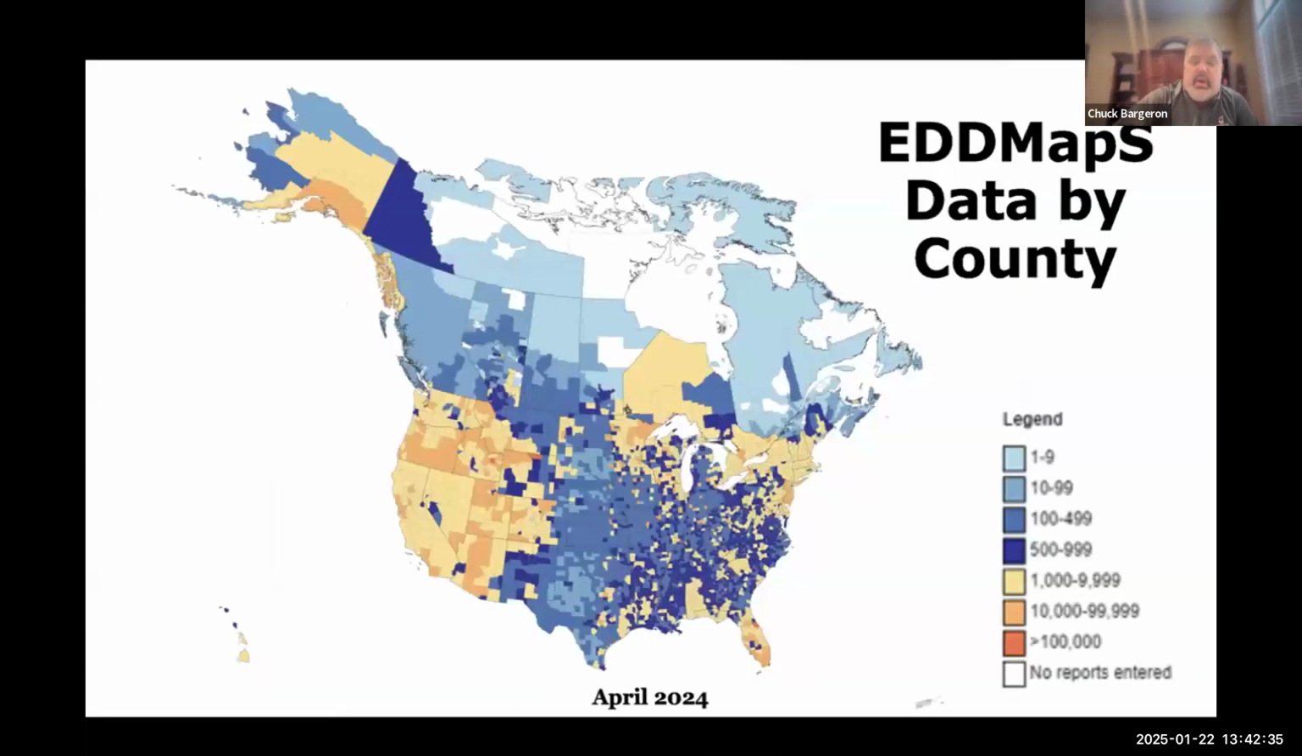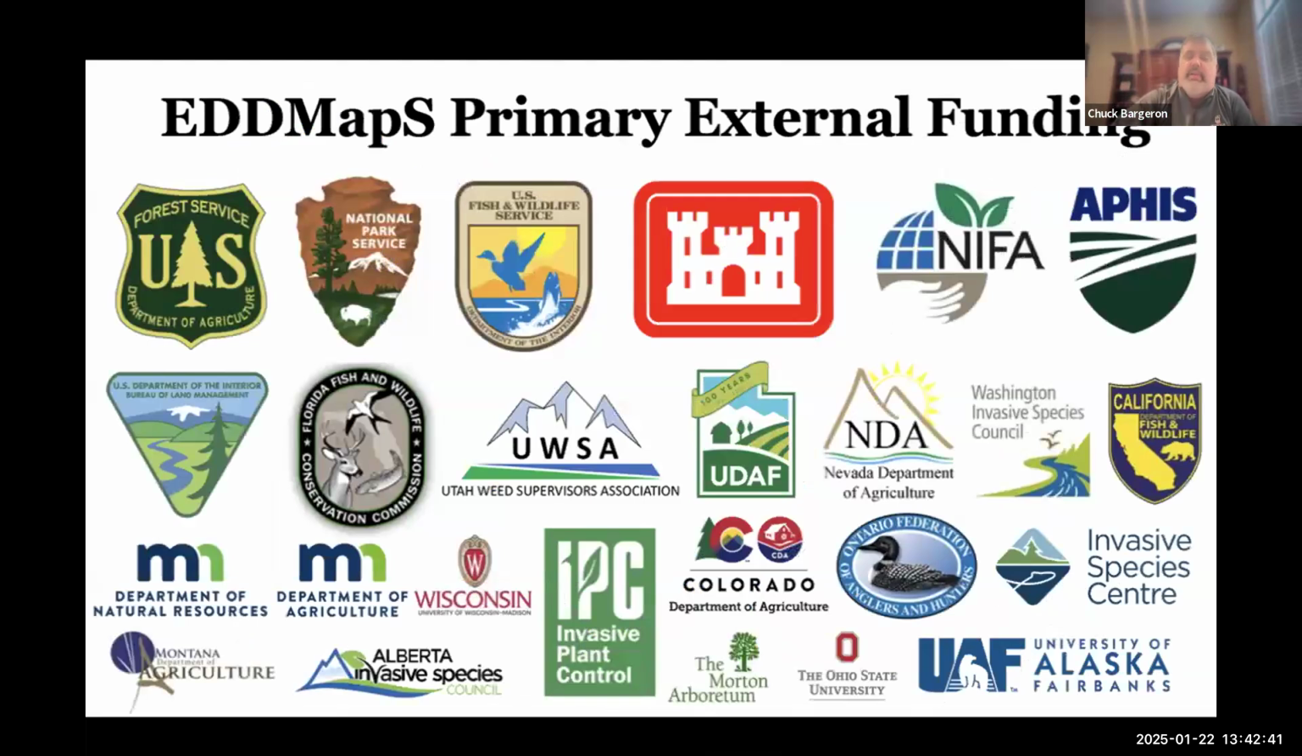And here's a look at where we have data now, covering the US and Canada. All of this is possible because we've worked with a lot of different organizations who have helped to support this in either a very small way or a very large way over the last 20 years. We have some core functionality that the Forest Service helps us support, along with the University of Georgia.